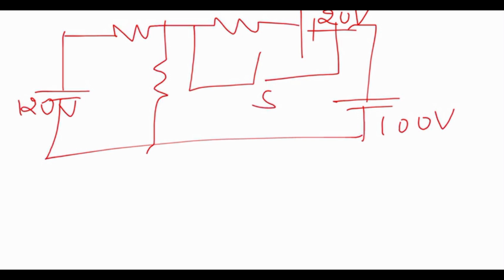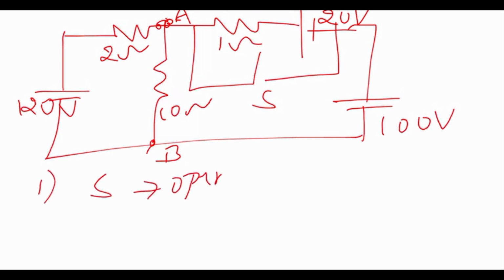And this is a switch, and here the resistor values are 2 ohm, 10 ohm, 1 ohm, right? Now here we need to find the voltage drop across the terminals A and B. Between these two terminals, means we need to find the voltage drop across the 10 ohm resistor for two conditions. The first condition is when the switch is open, and the second condition is when the switch is closed. For these two conditions we need to find the solution.